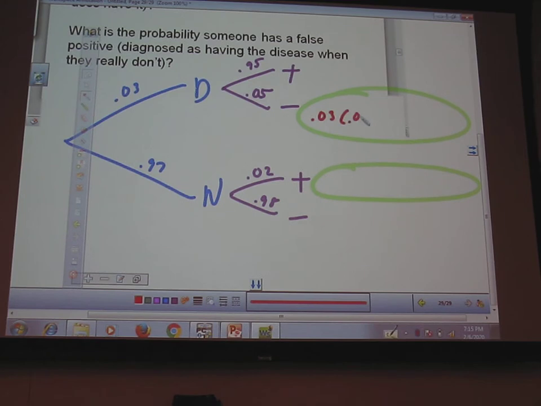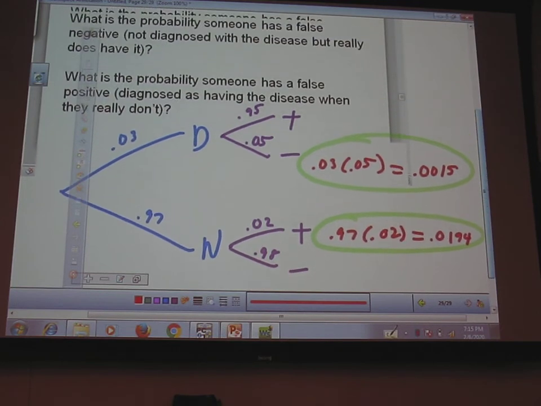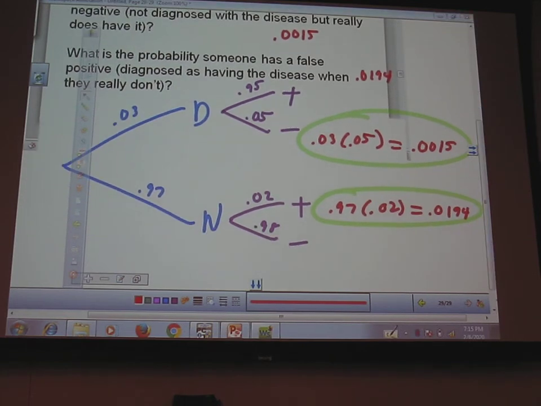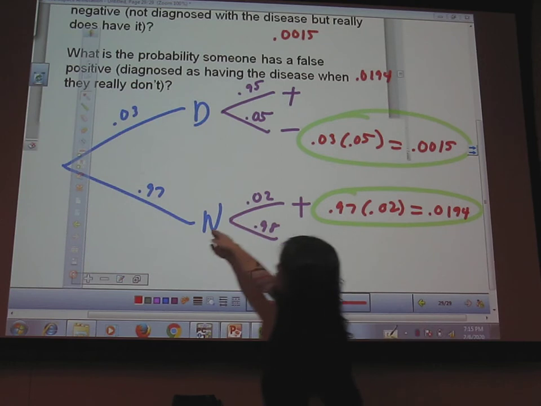0.03 times 0.05, 0.0015. How do you get here? 0.97 times 0.02, 0.0194. So this is the first one, and this is the second one. So that means that false positive says you have it when you really don't.